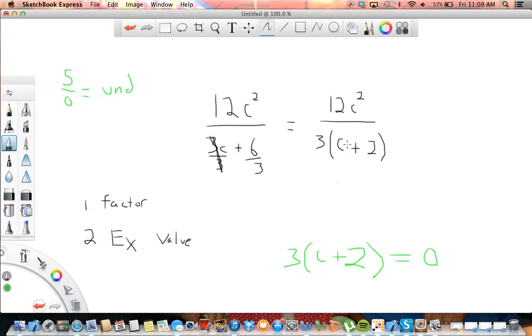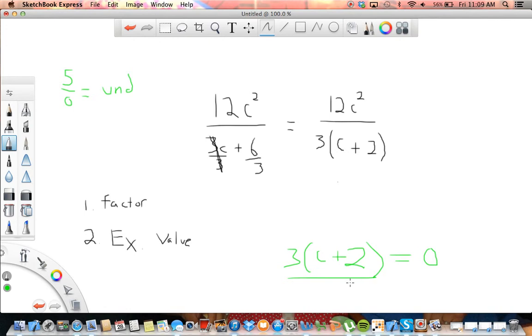We're trying to find a number that if c were that number, it would make this whole bottom part, the denominator, 0, in which case would make this entire problem undefined. So we've got to find what that excluded value is. And to do that, we come back down here and set it all equal to 0.